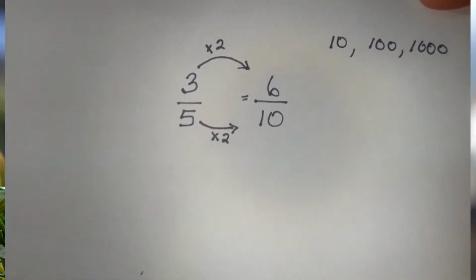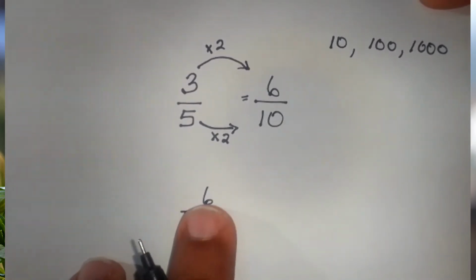Now this is easy for us to convert to a decimal. Let's look. So we have 6 over 10. Imagine just the 6 alone. Where would the decimal point come?